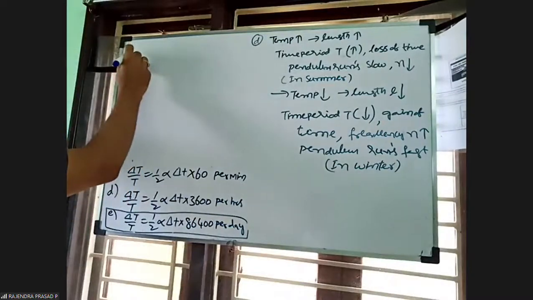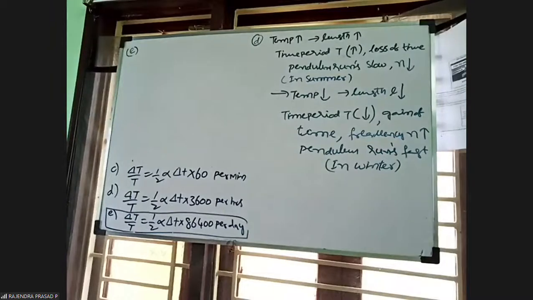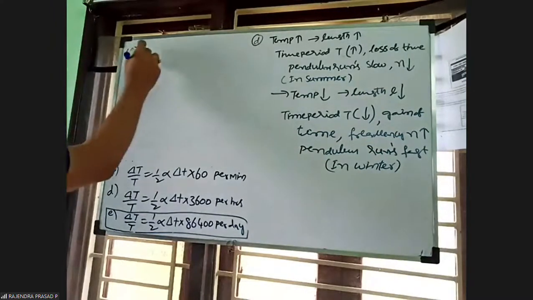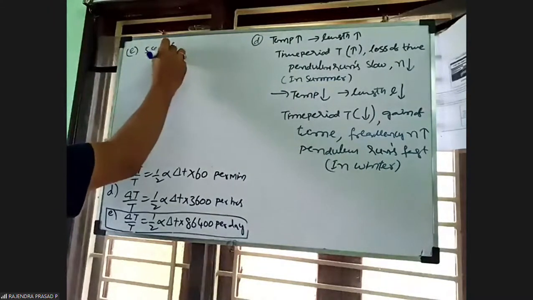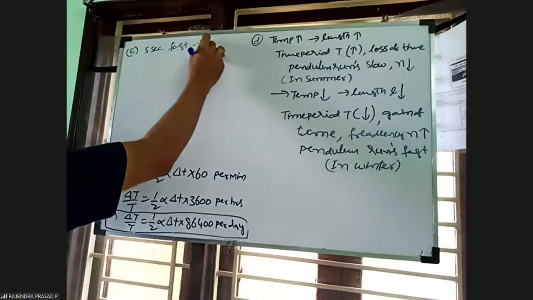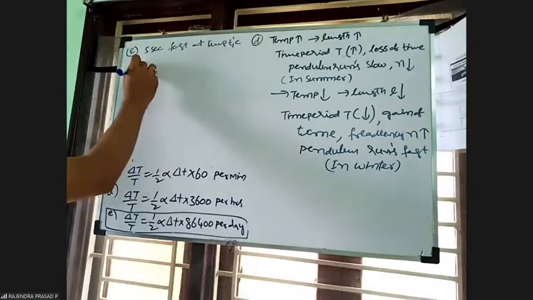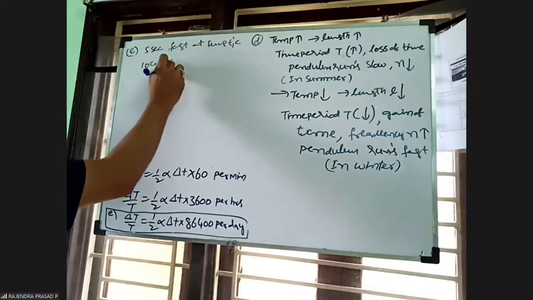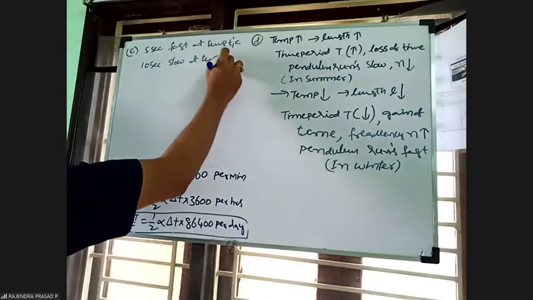So A, B, C, D, E. Here, for example, 5 seconds: the pendulum is fast at a temperature T1 degrees. Next one, 10 seconds slow at a temperature T2 degrees.